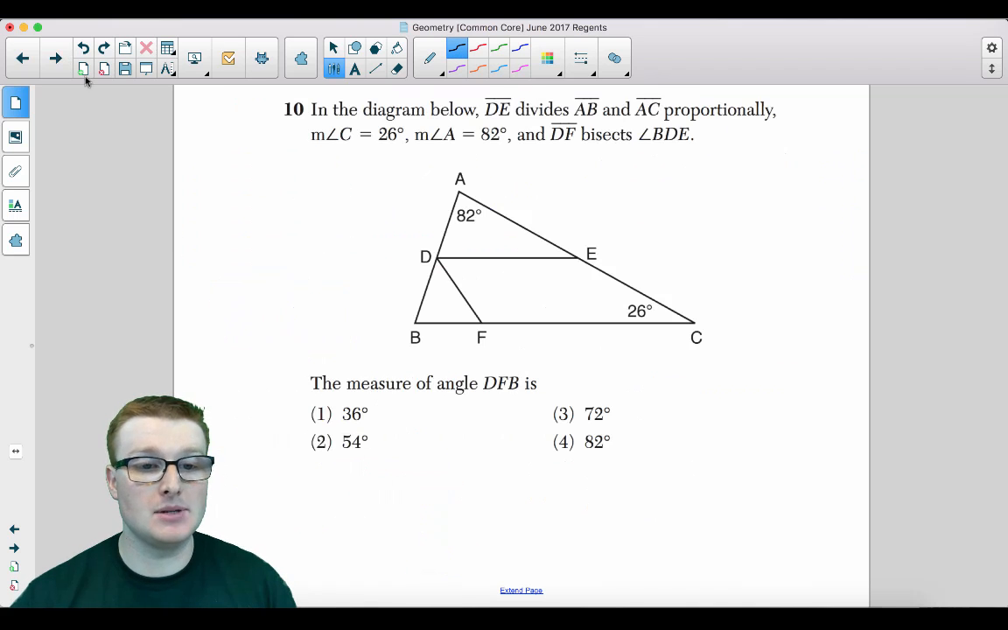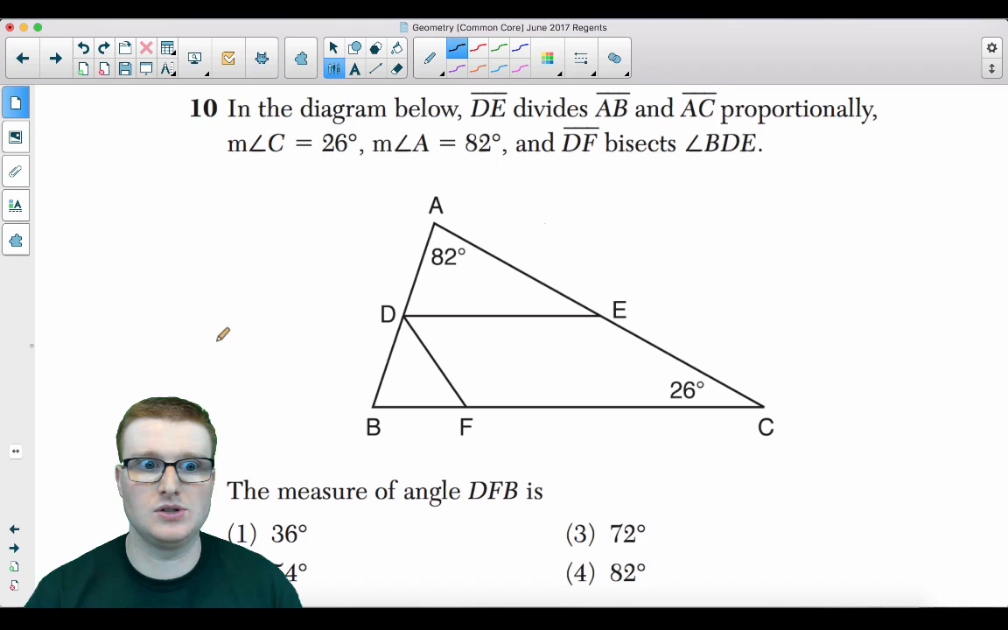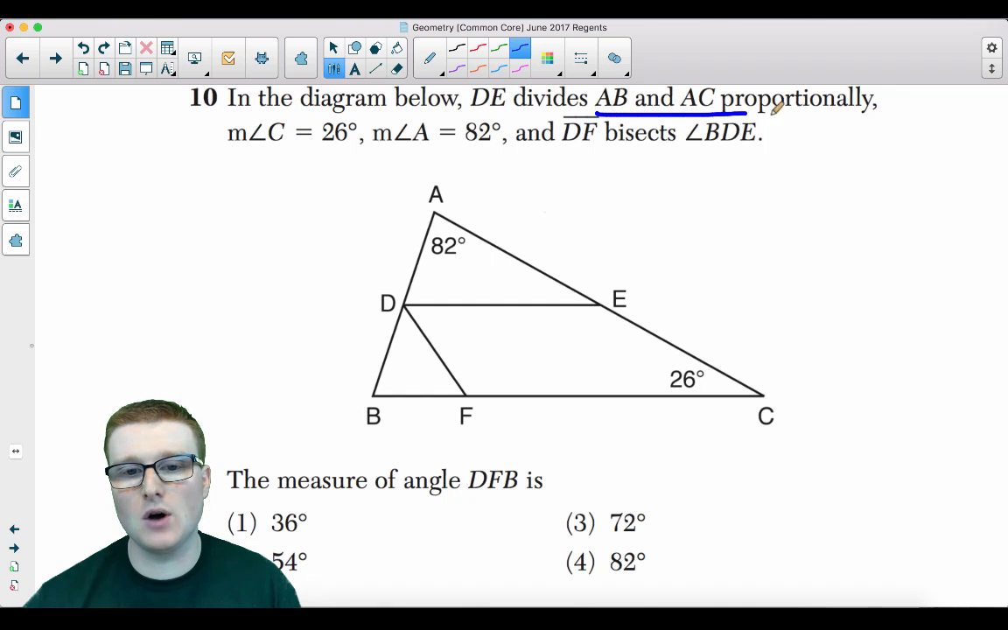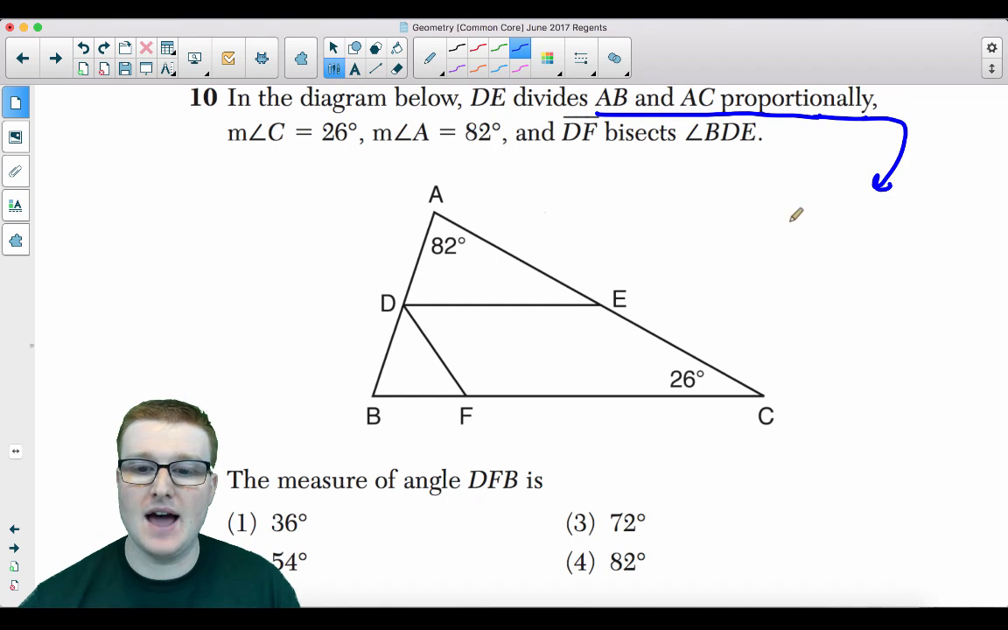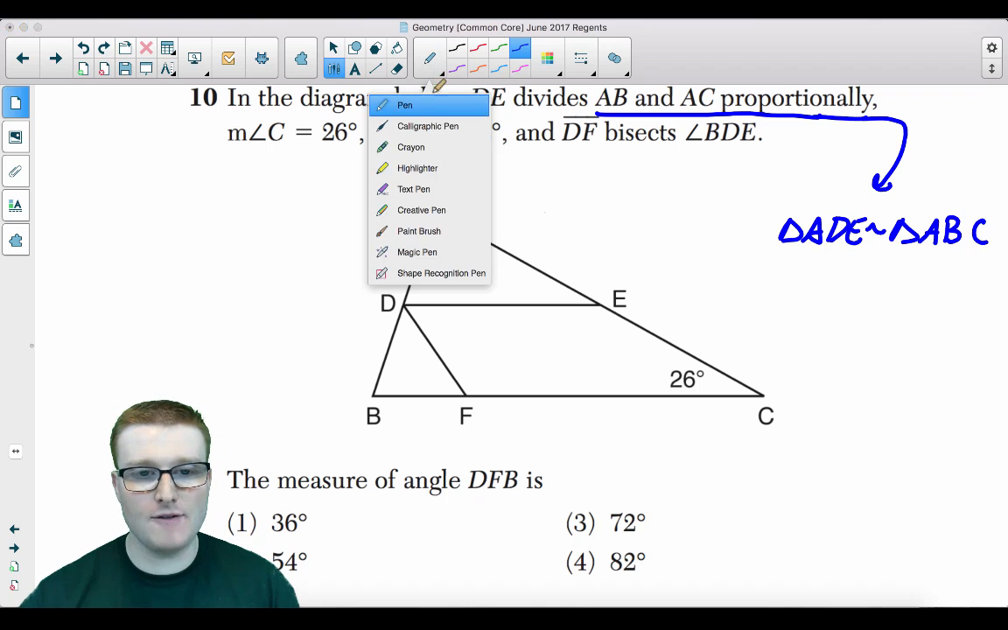All right, moving on, number 10. This one was not tricky, but it was tedious. Again, most of these questions were tedious. They weren't difficult until later in the exam. You'll see. Number 10, in the diagram below, DE divides AB and AC proportionally. That means, folks, that triangle ADE is similar to triangle ABC.